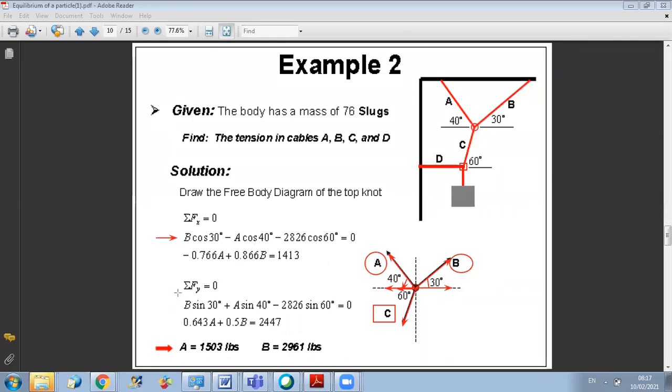For the second equation, I project along Y. Along Y, I have first the projection of B. Since along X it was B cosine 30, of course along Y it will be B sine 30. And it's positive because it's an upward projection. For A also it's a positive projection, so it's plus A sine 40. And finally C has a negative component along Y, so minus C sine of the opposing angle, which is 60. So now I got two equations, equation 1 and equation 2, with two unknowns, A and B.